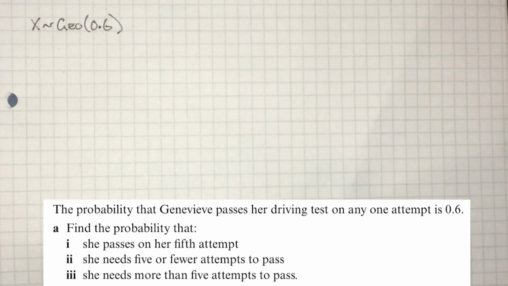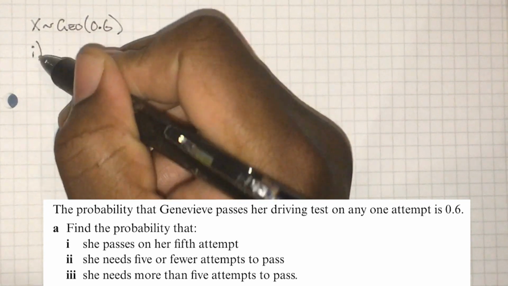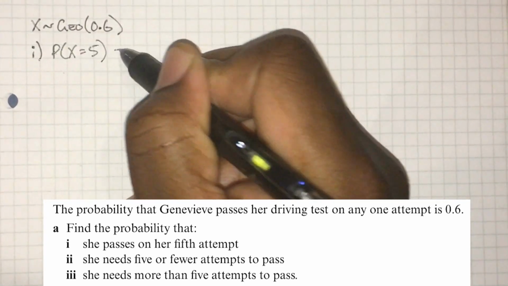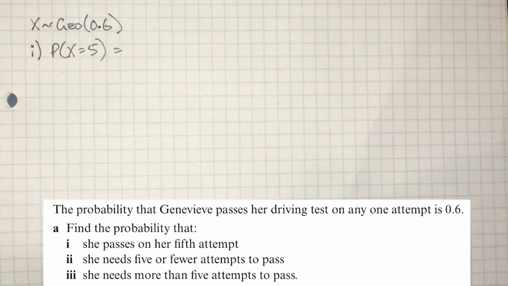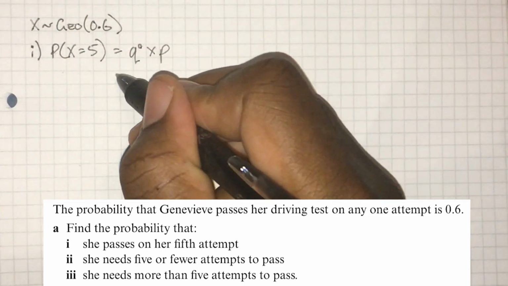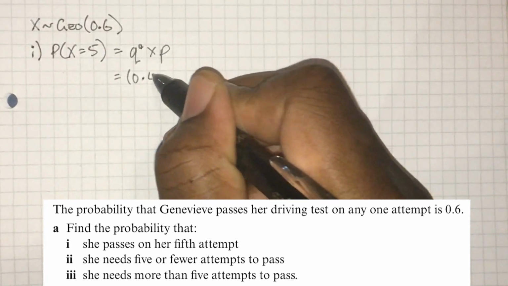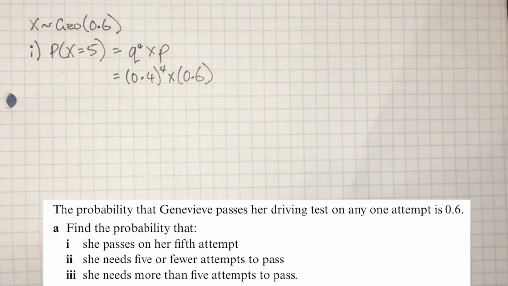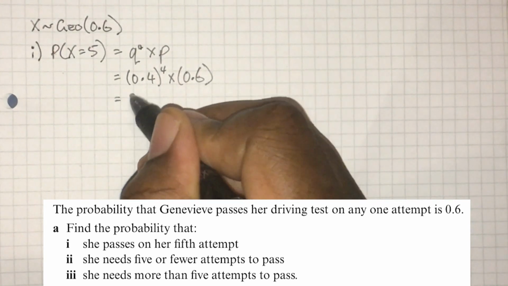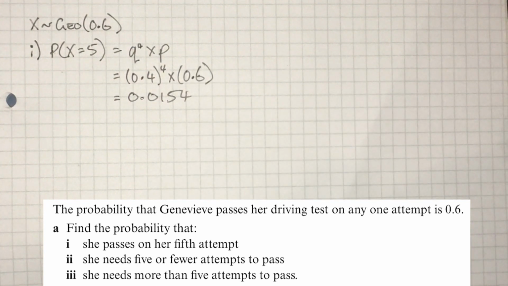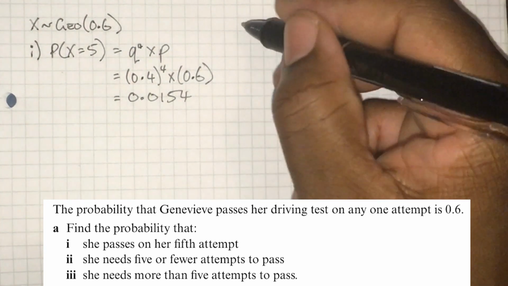So first we're going to describe this as a geometric distribution, 0.6. The probability she passes on her fifth attempt. So that's going to be 4 failures, followed by a fifth attempt, which is a success, and we're just going to substitute those values in. Gives us an answer of 0.0154.